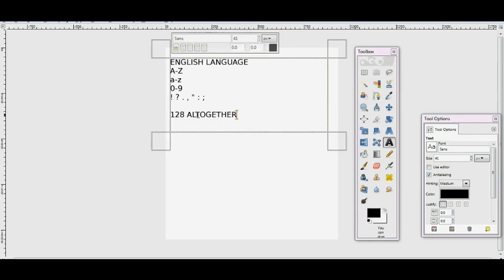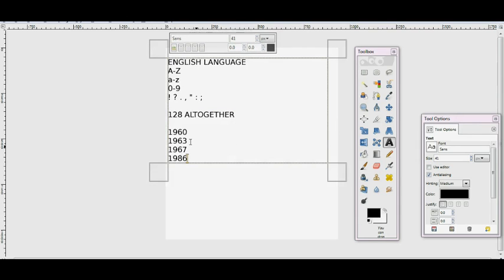Altogether, ASCII translates 128 different characters. ASCII began being developed in 1960. The first edition was published in 1963. In 1967 it underwent major changes, and now the most updated version is the 1986 one.